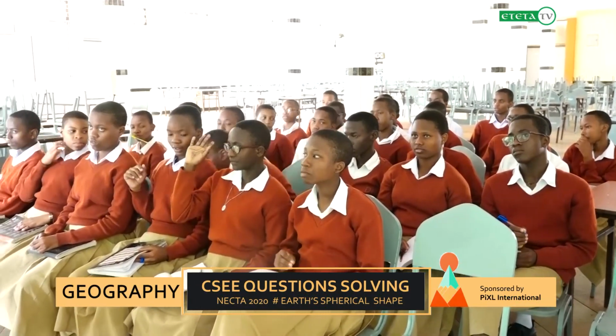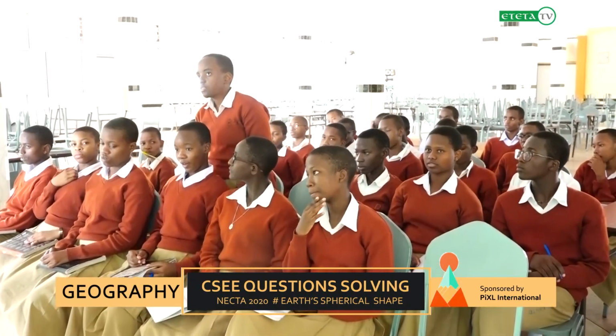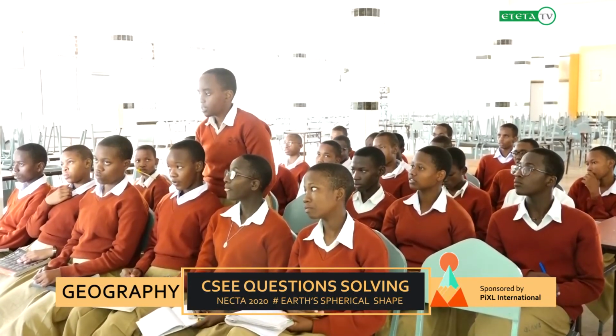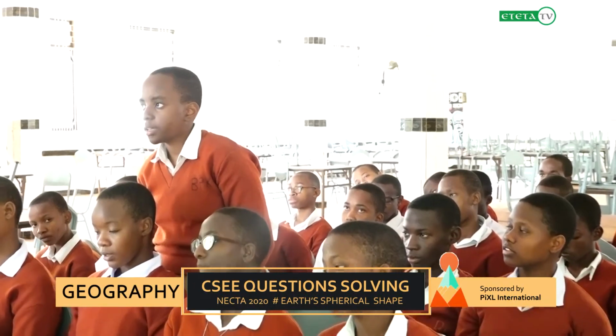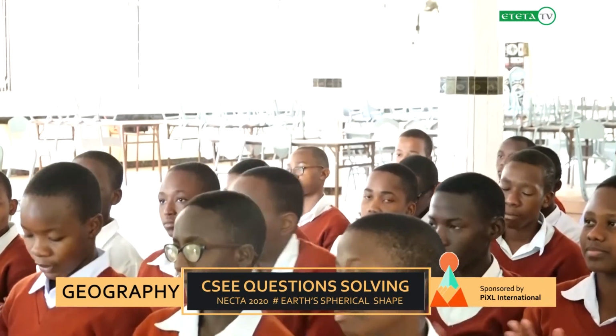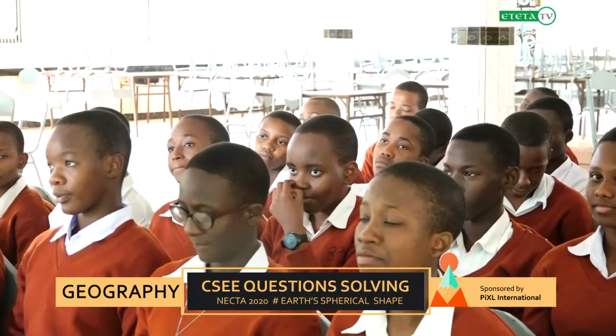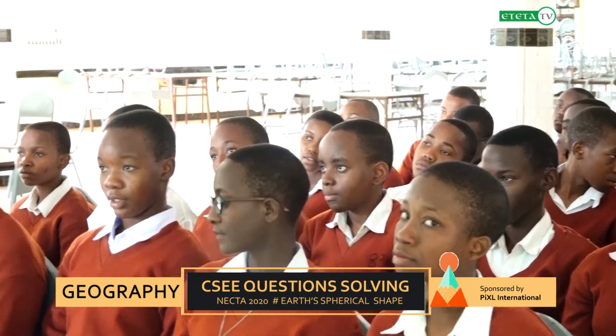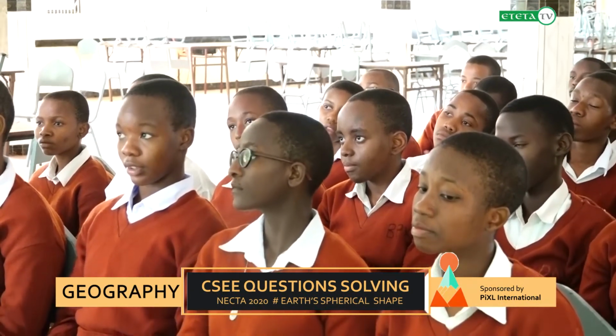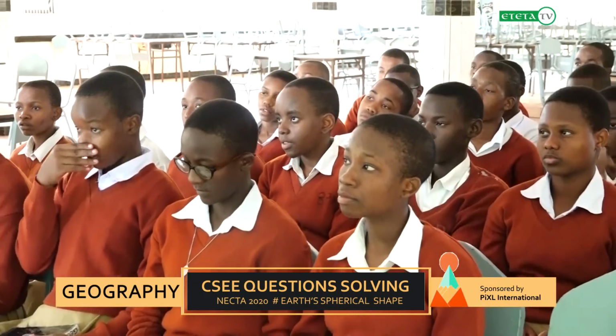Belinda. This is because the earth is spherical, and if it were flat, that means it would only have daytime. Clap for the girl. All the time, the earth has light on one side, and it doesn't have light on the other side because it is spherical in shape.